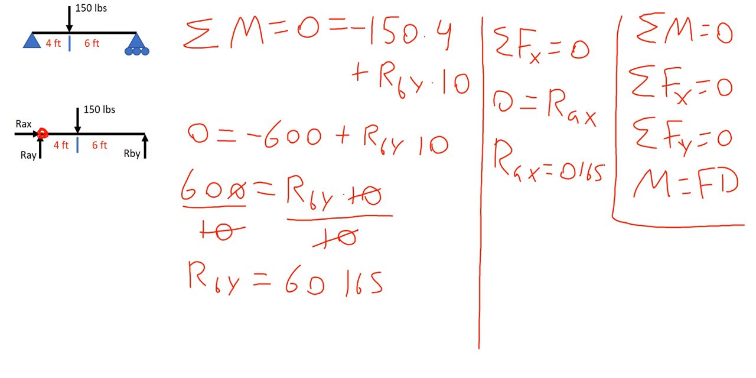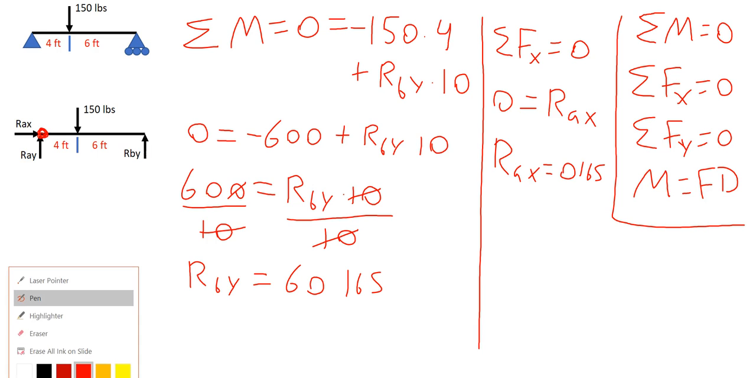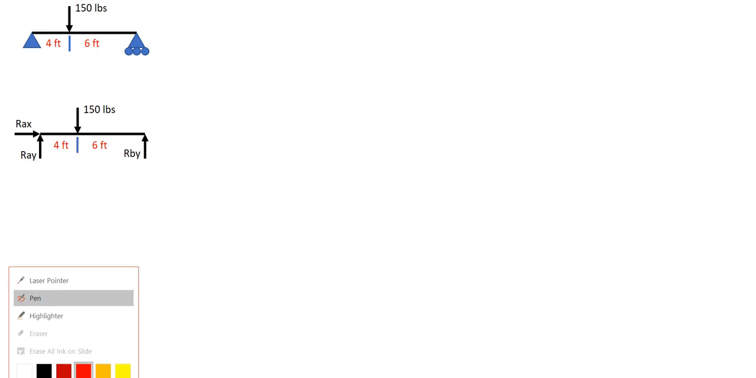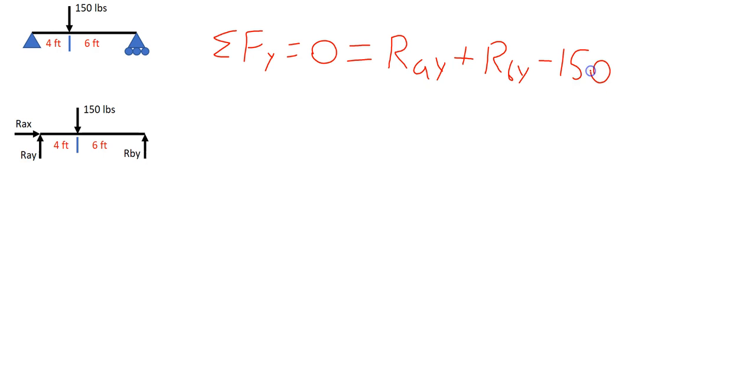The final equation of equilibrium that we have left to use is the sum of the forces in the y direction is equal to 0. The three forces acting in the y direction are as follows. RAY is acting in the positive direction. RBY is also acting in the positive direction. And we have a negative 150 pound force. It's negative because it's acting in the downward direction.